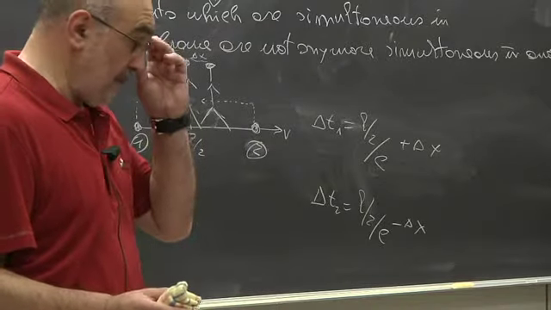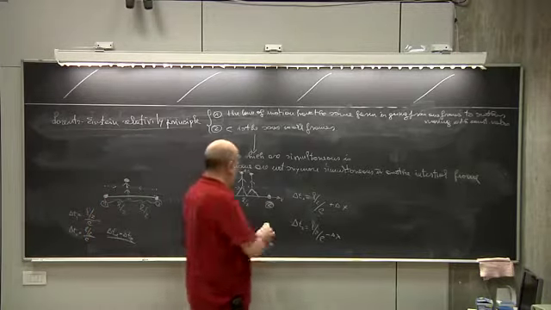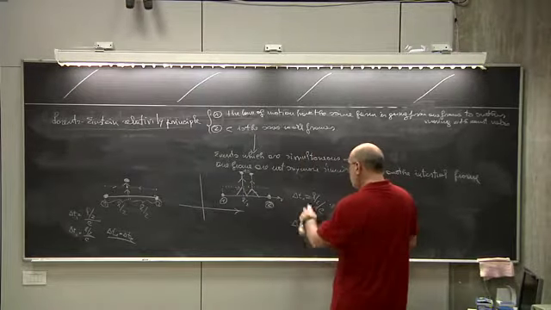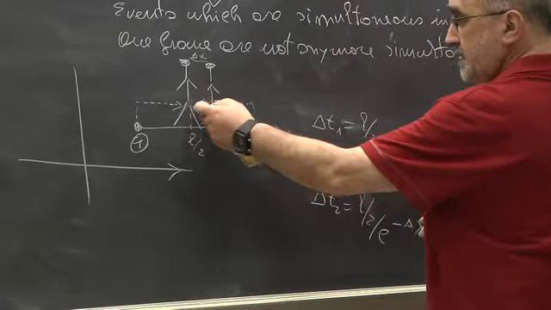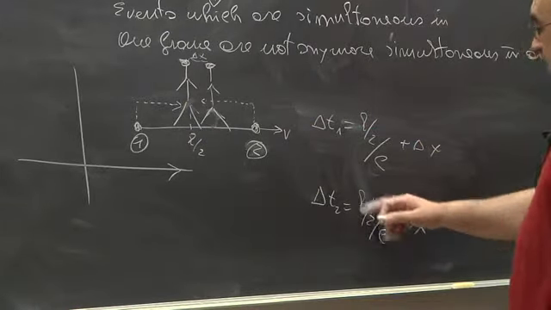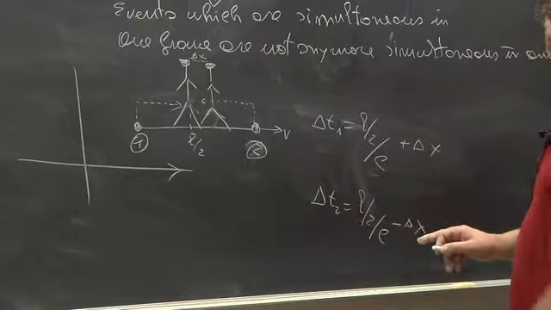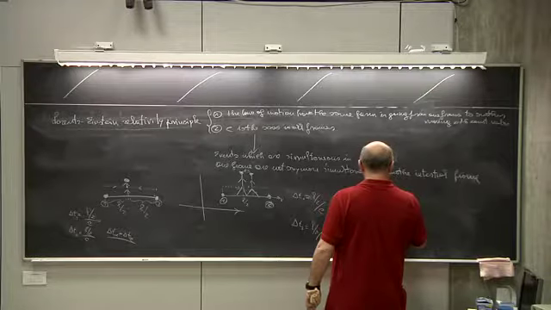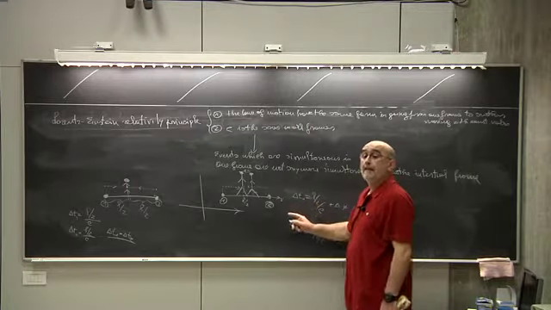This is crucial. Delta x is the distance covered to reach L over 2, okay, and then there is an extra piece because the man has moved, so delta x. Okay, and below, delta t2 is the same distance, but this man has moved in this direction, so I have to subtract this delta x. Okay, so this delta t1 is different from delta t2. That means the two events are not simultaneous anymore for him. Okay?